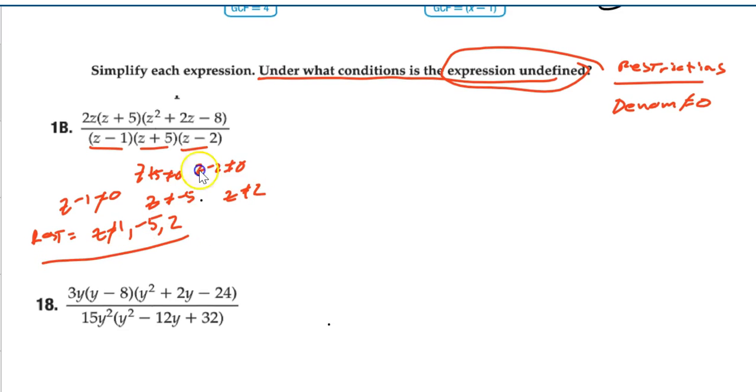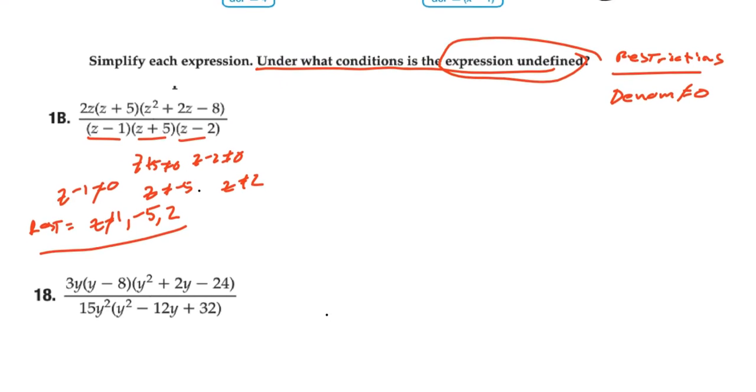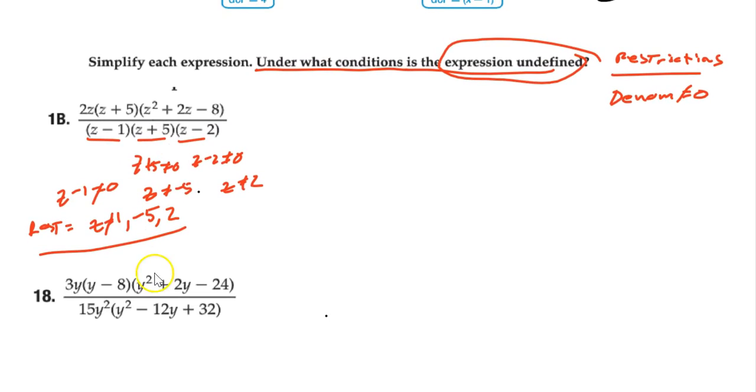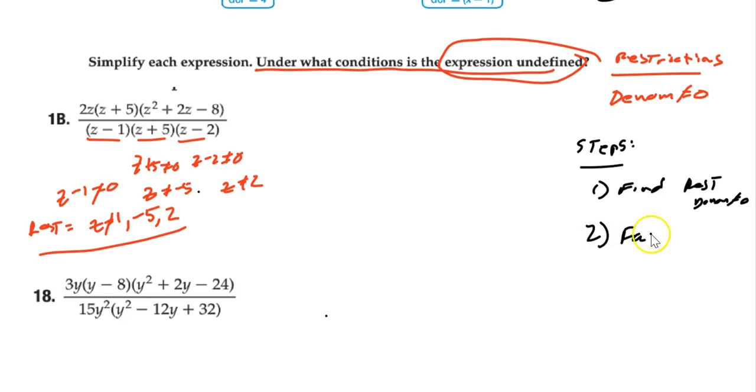And that's actually the first thing we do in all this stuff. Finding our restrictions is the first thing we're going to do in all these problems. So the way we're going to do these problems are steps. Step 1, we're going to find restrictions, which again, just set the denominator not equal to 0, because we cannot divide by 0. And then we're going to do everybody's favorite thing in the world. We're going to factor. Then we're going to reduce.